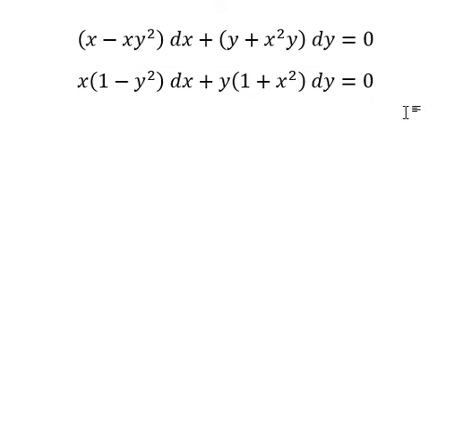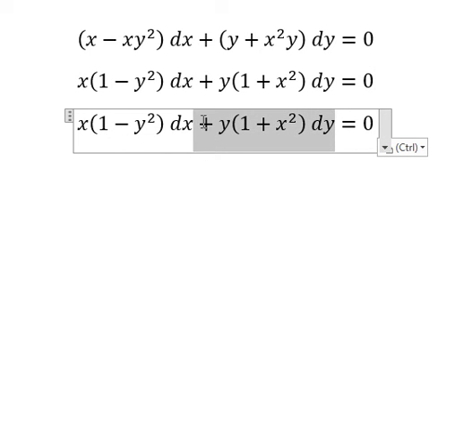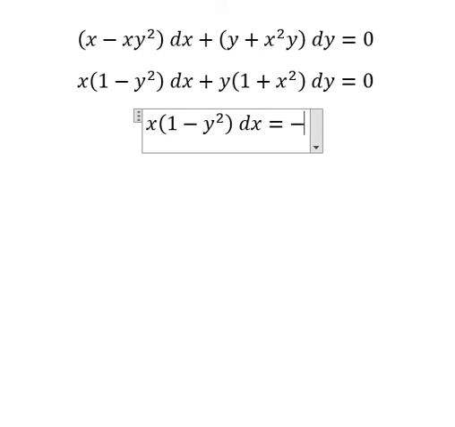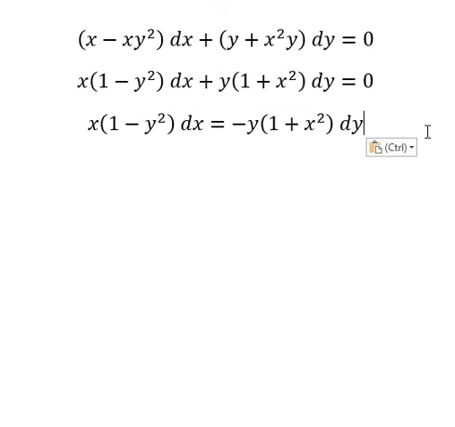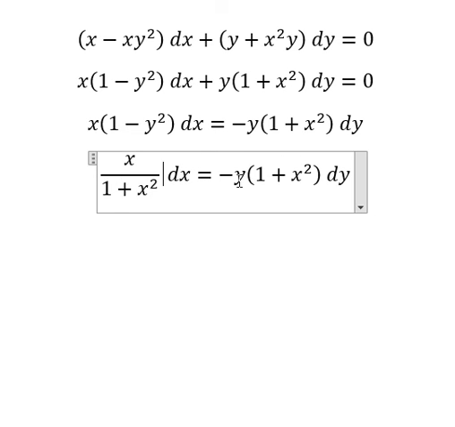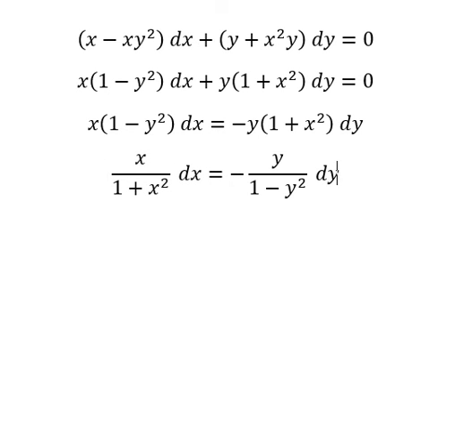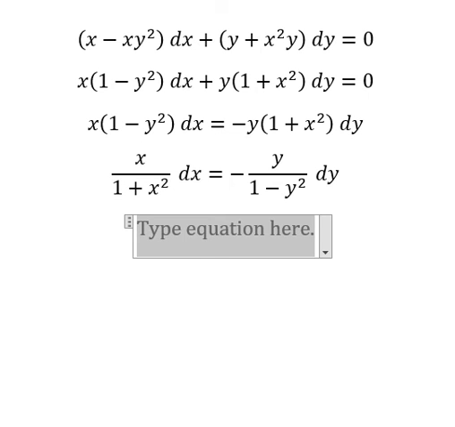Next, I will put this one to the right. Next, we divide both sides by 1 plus s squared and 1 minus y squared. Next, I will put the integration for both sides.